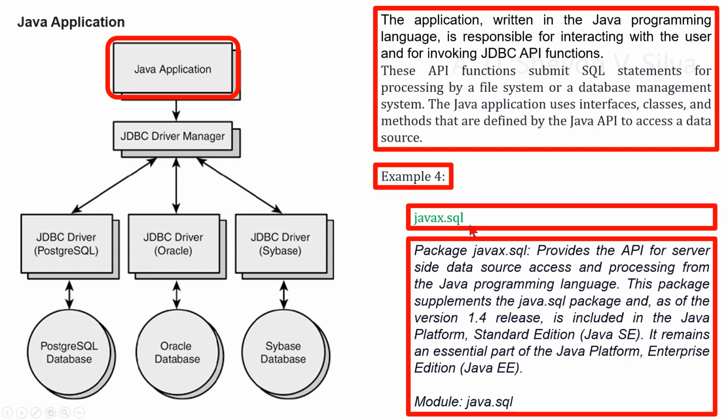As an example 4, we can consider the module, the package javax.sql provides the API for server-side data source access and processing from the Java programming language. This package supplements the java.sql package, and as of the version 1.4 release is included in the Java Platform Standard Edition Java SE. It remains an essential part of the Java Platform Enterprise Edition Java EE. This package is in the module java.sql.